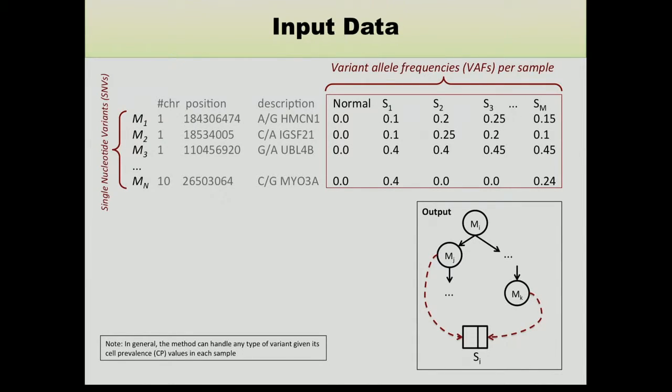So we do work with raw variant allele frequencies the way they are, but there are a lot of dedicated methods that have specifically been designed to call variants given very low fractions of reads that cover it. So it's such a challenging problem.